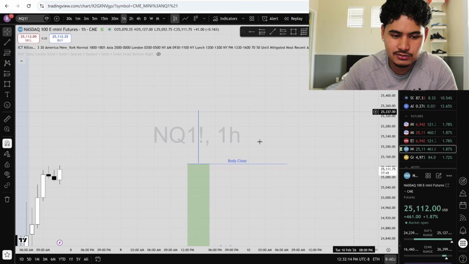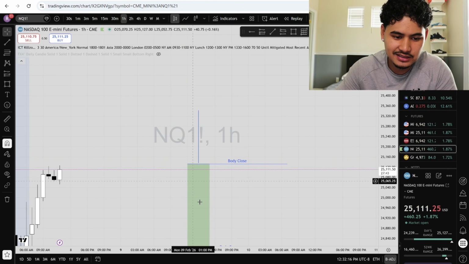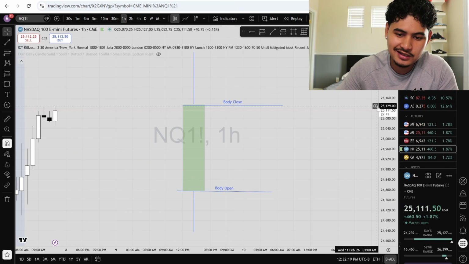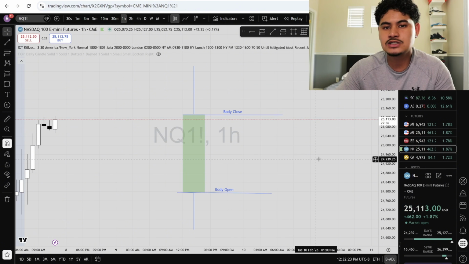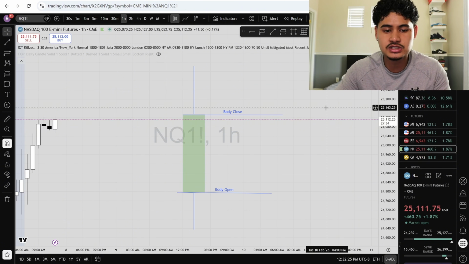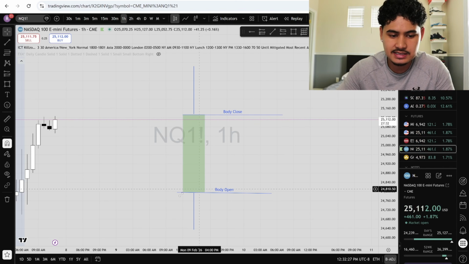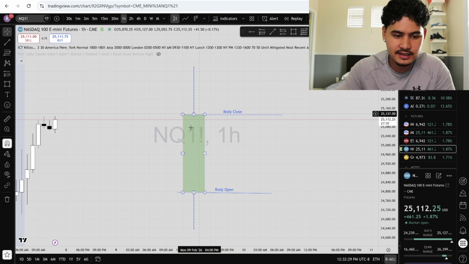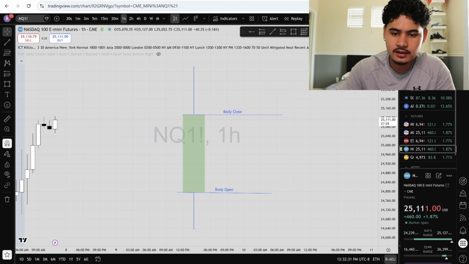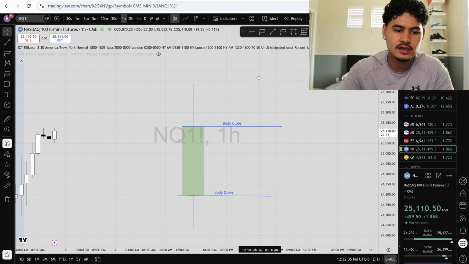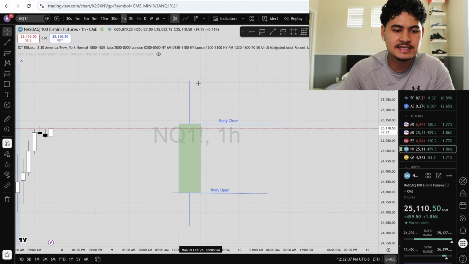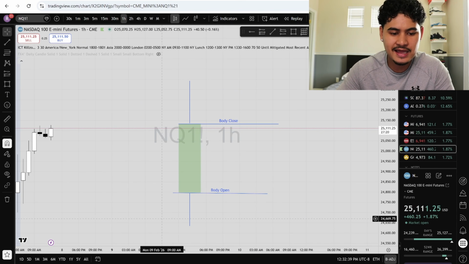How do we know that's where it closed? Because that is where this little box closed and ended off. And since it closed above the body open, that's what indicates it as a bullish candlestick, because it closed above this body open right here. Now, what are these little lines right here? These are what we call wicks. This indicates where price got to during that time frame.